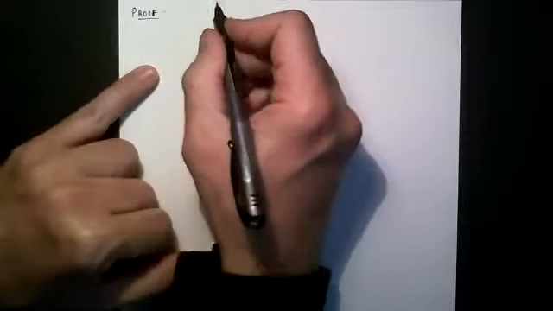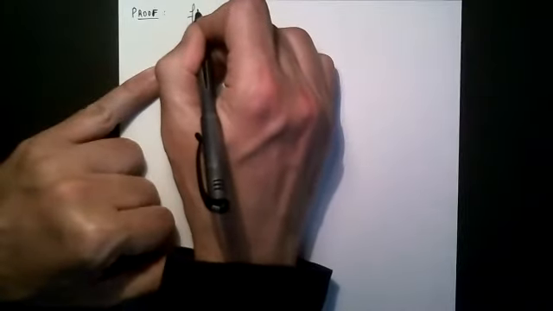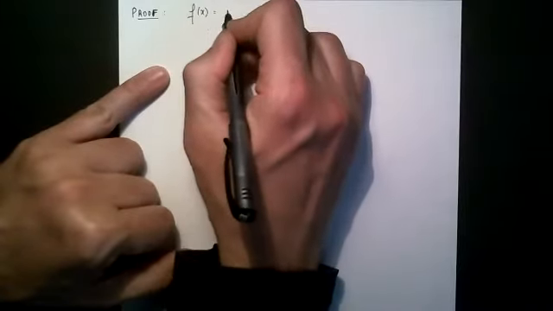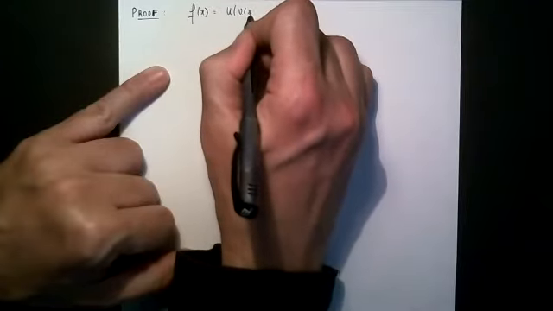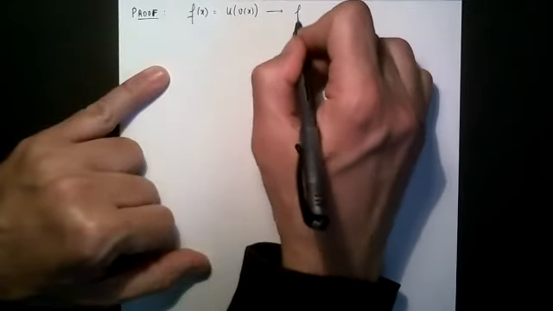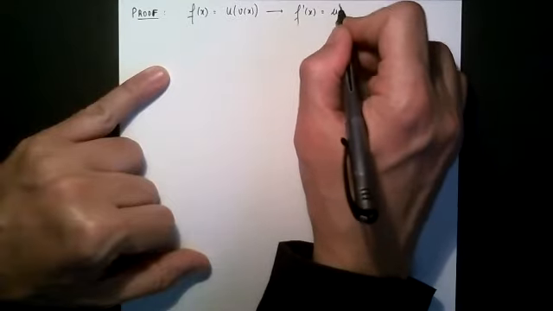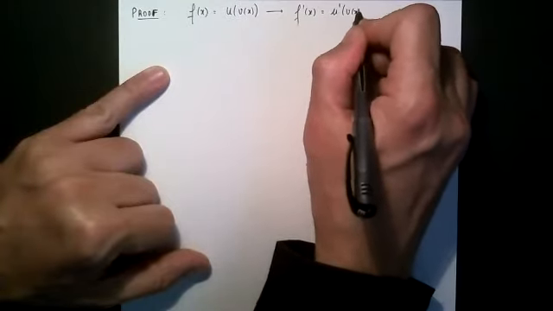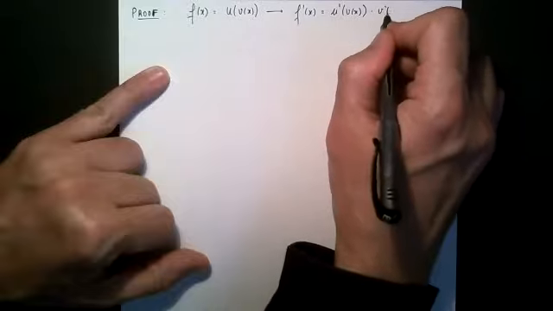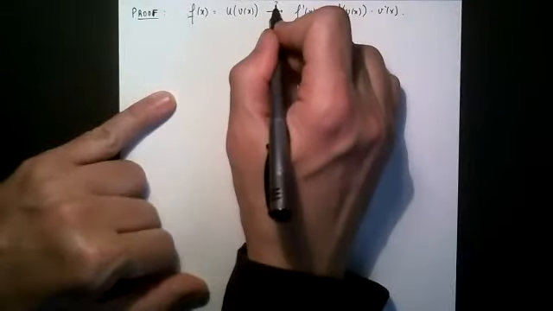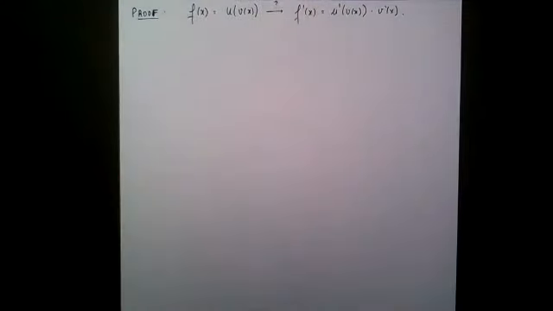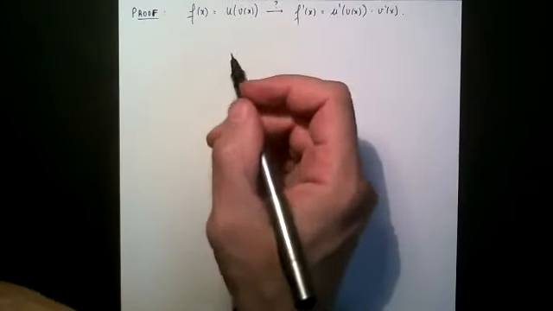Okay, so the chain rule, which means that if f of x is equal to u of v of x, then f prime of x is equal to u prime of v of x times v prime of x. This is what I want to prove. Okay, so let's go for it.